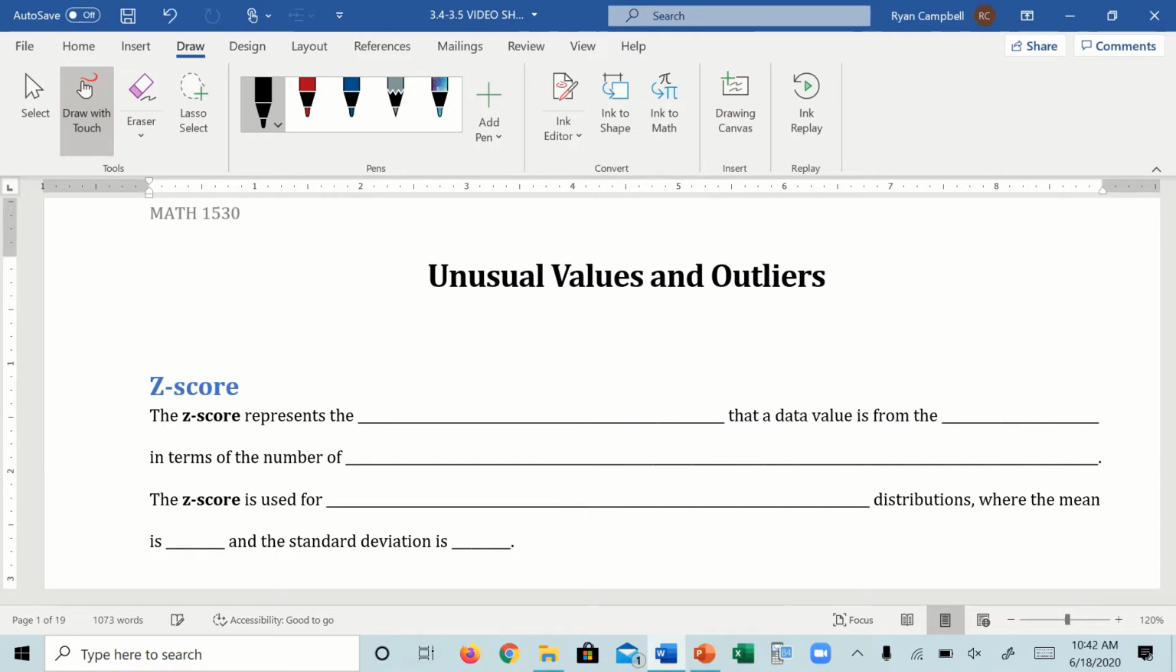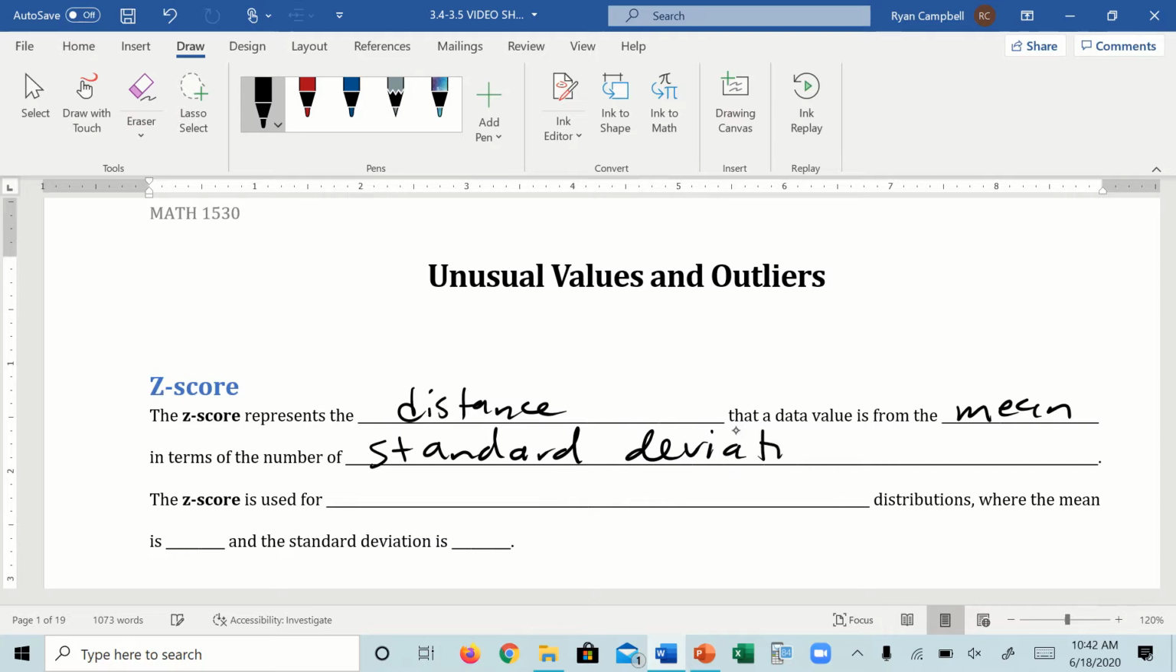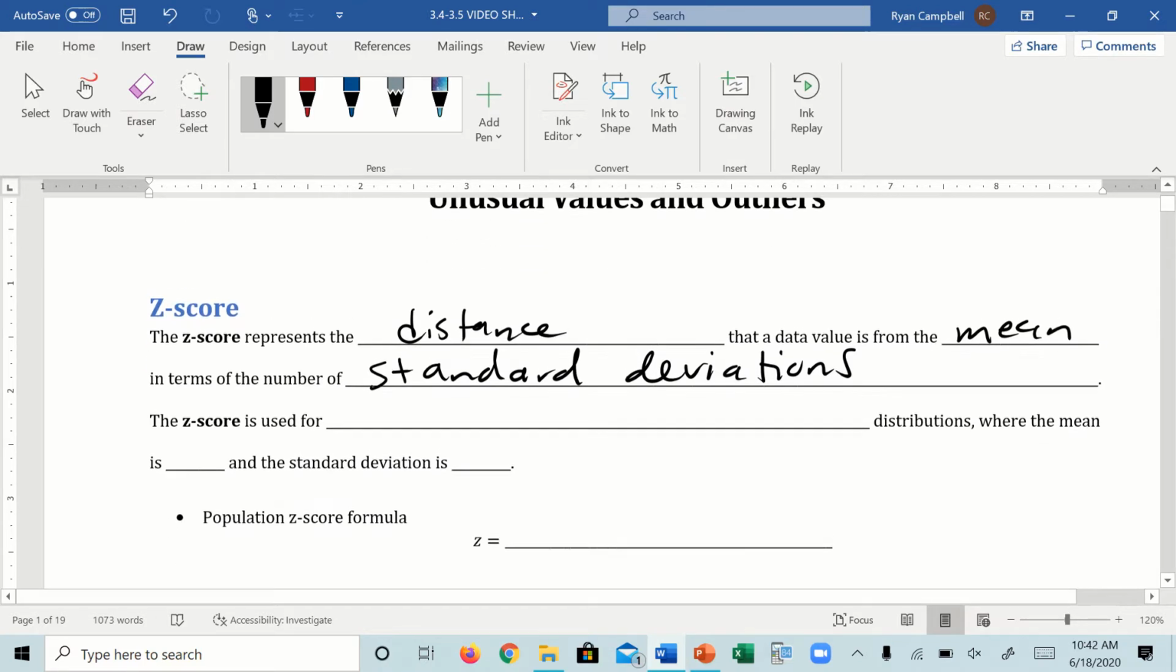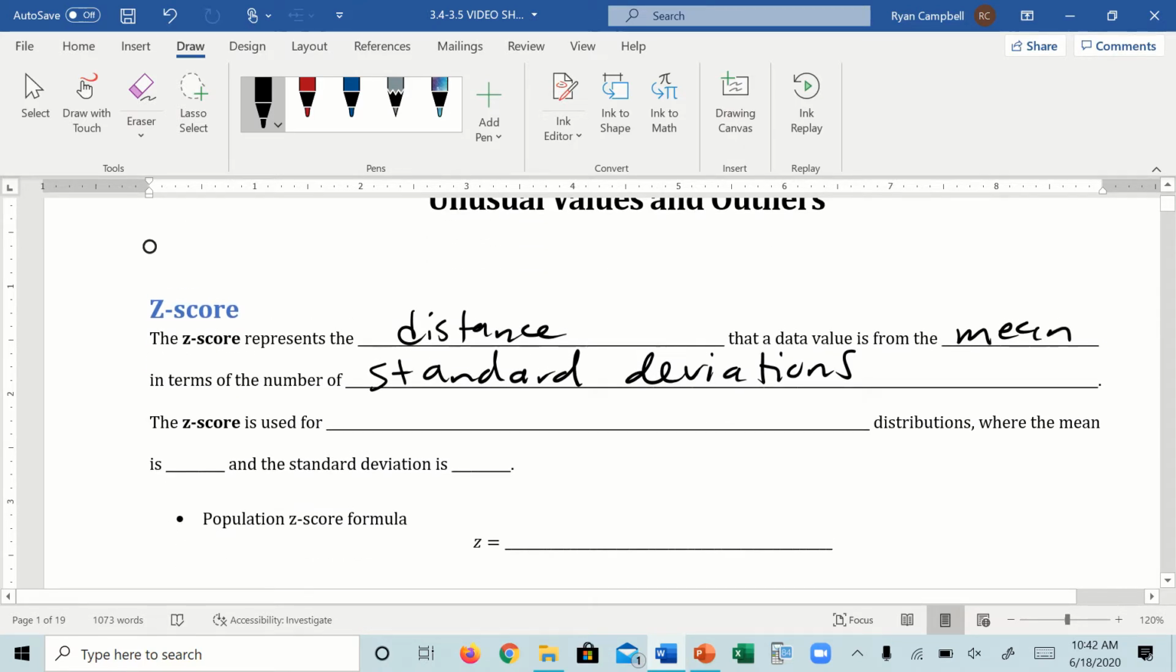So a z-score is defined as the distance that a data value is from the mean in terms of the number of standard deviations. So it's the distance any data value is from the mean in terms of standard deviations. And ultimately it's used for a standard normal distribution.